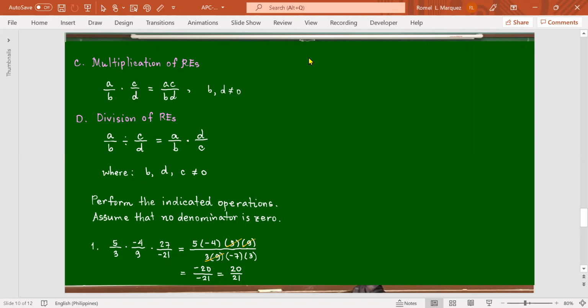Okay, number 2. What about containing letters? We have x squared minus 16y squared all over.